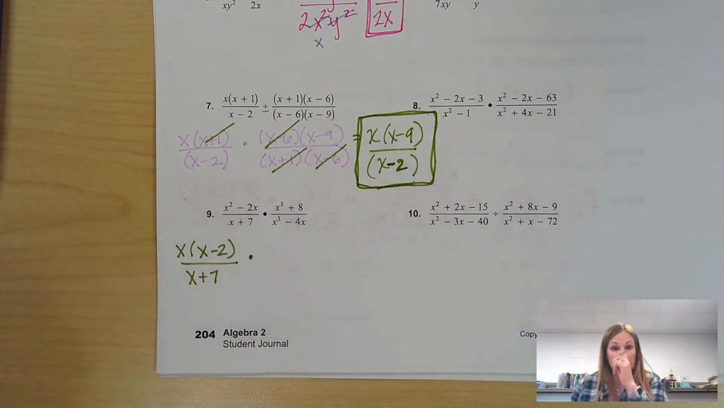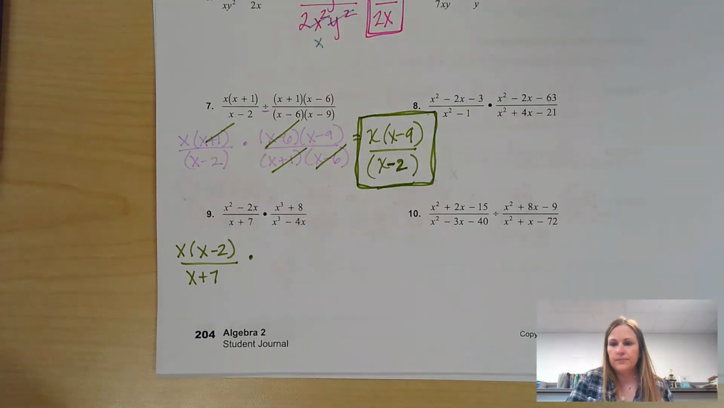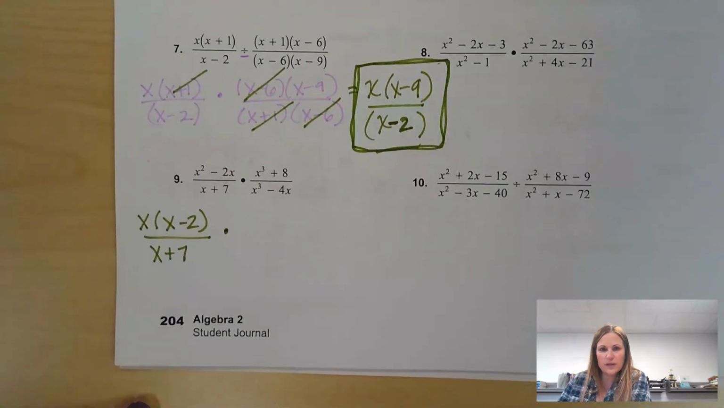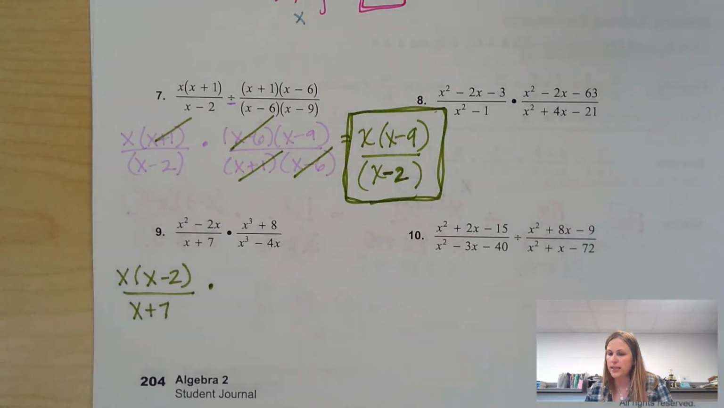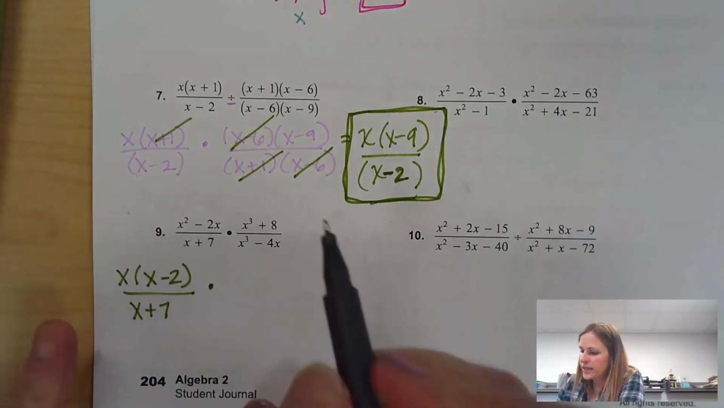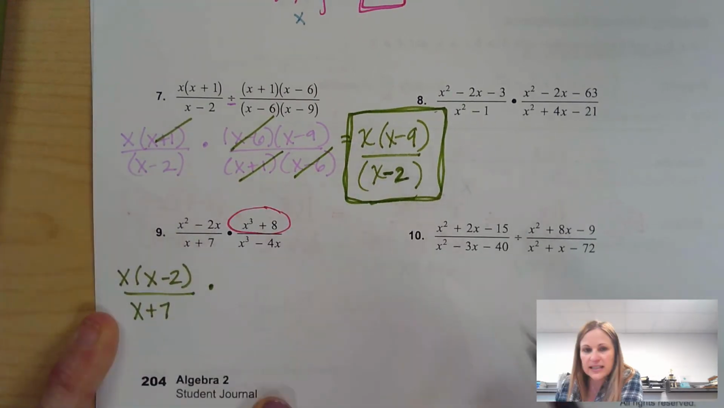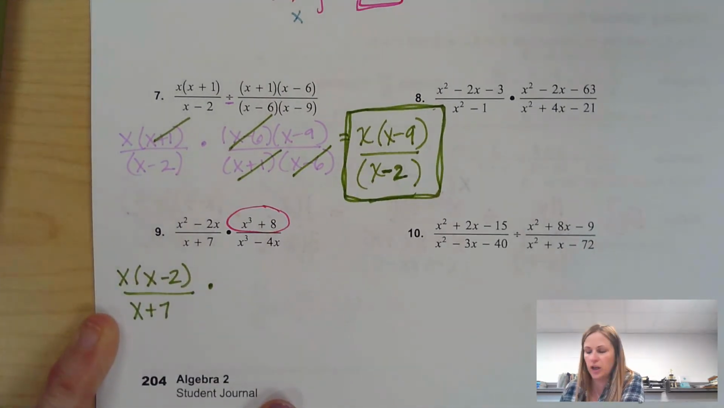Be careful on this one. I like this problem. You've learned other factoring techniques. This is x cubed, I'm going to zoom in a little bit, x cubed plus 8. So remember, this is a sum of 2 perfect cubes. Remember that formula? In case you forgot, let me write it down here at the bottom.